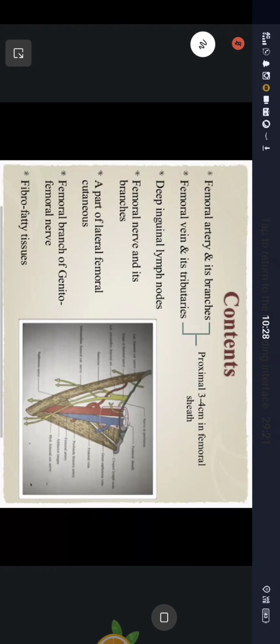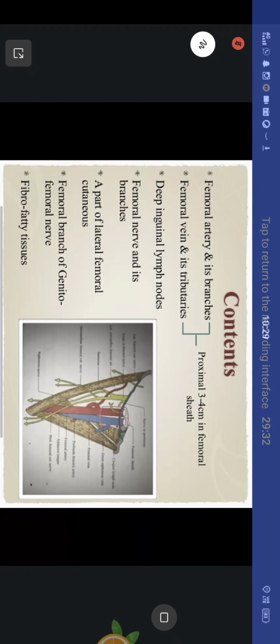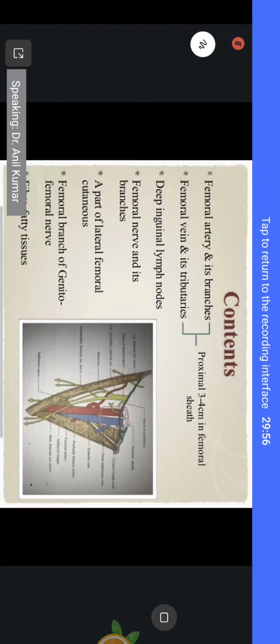Now, apart from this, we see the inguinal group of lymph nodes over here. This inguinal group of lymph nodes is divided into two groups, superficial group and deep group. The superficial group is seen in the superficial fascia only, whereas the deep group is seen deeper and close to the great vessels. Apart from these three main structures, we see another few structures also, like this.